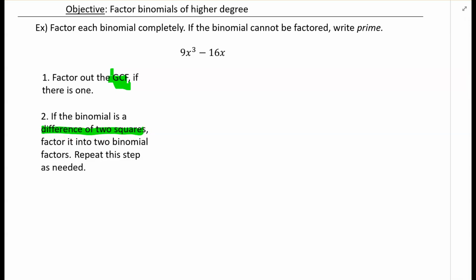So if I look back at this example, 9 and 16 don't have anything in common, so I don't have a GCF there, but I do notice that both of the terms have an x. So then I can take out the greatest common factor. The greatest thing they have in common is the 1x. So I can factor out an x, it's my GCF, and that reduces my exponent. So x cubed would become x squared. So this becomes 9x squared minus 16. And I've factored out the x, so it goes away. So step 1 is complete.